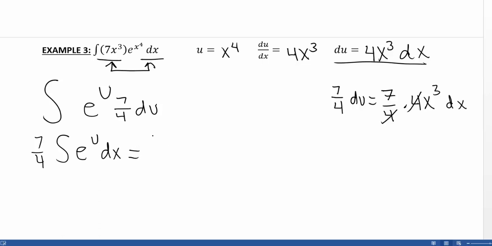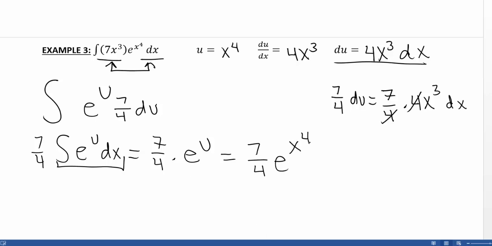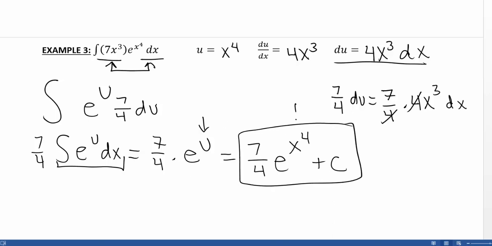So my constant multiple rule says that my 7/4 is going to multiply the antiderivative of e to the u. Antiderivative of e to the u is e to the u, but I don't want a u in my final answer. So I have 7/4 e to the x to the 4th plus c. So I've substituted back in for u to get my final answer.